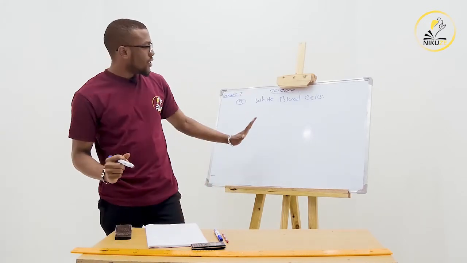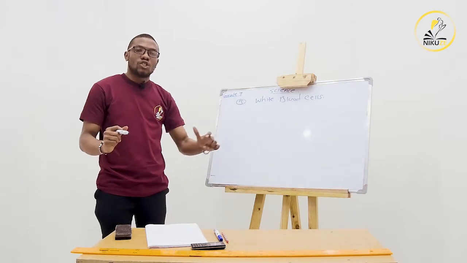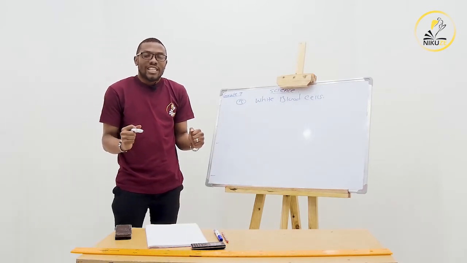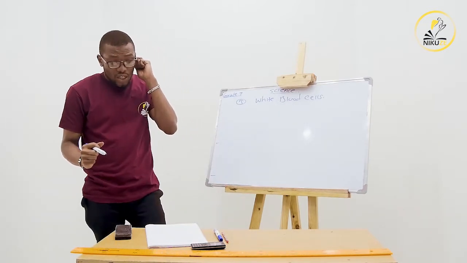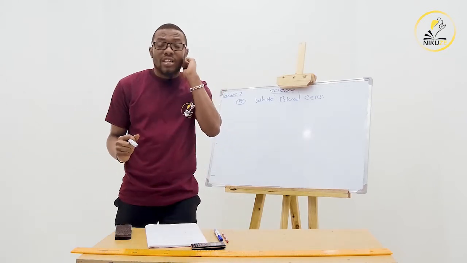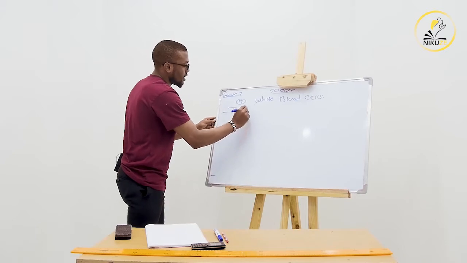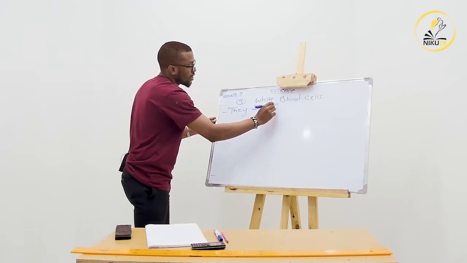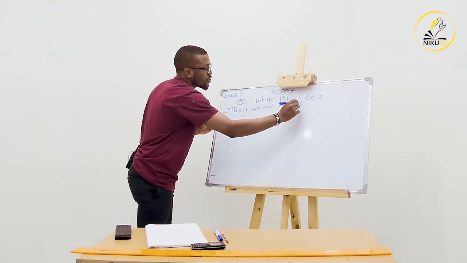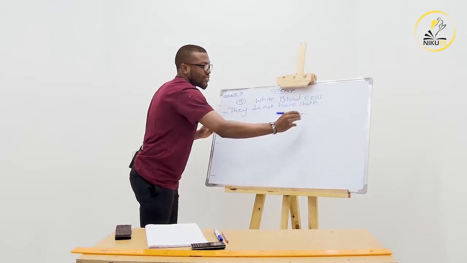These ones are the ones that protect your immune system. They do not have a fixed shape. Number one, they do not have shape. In short, they are shapeless.